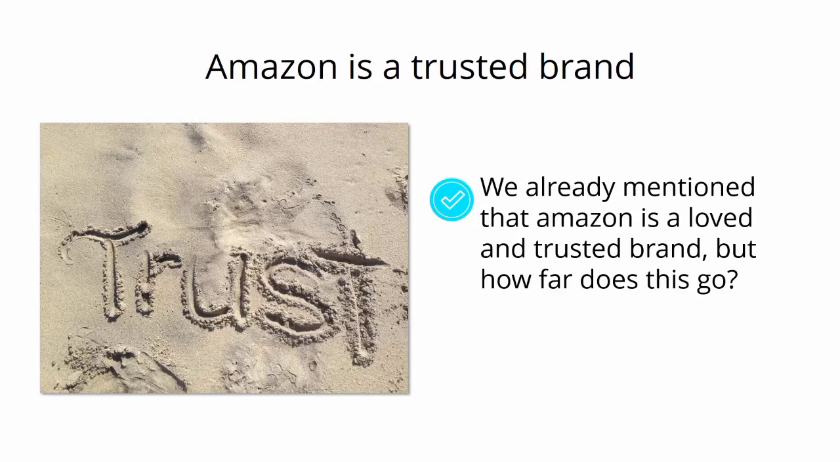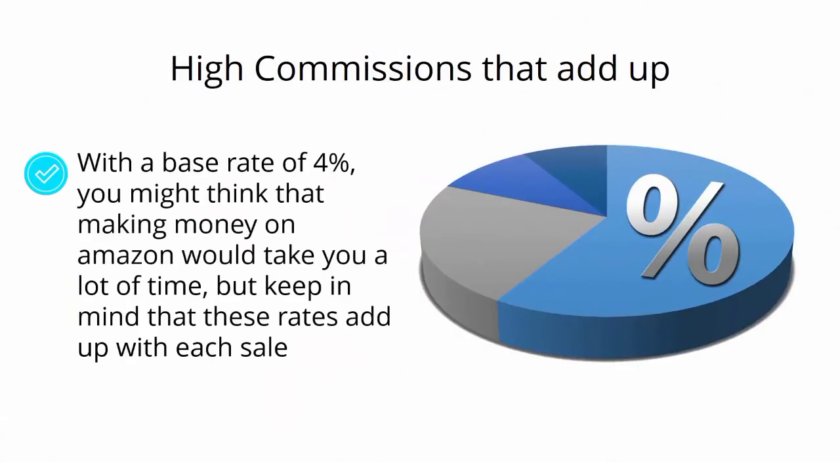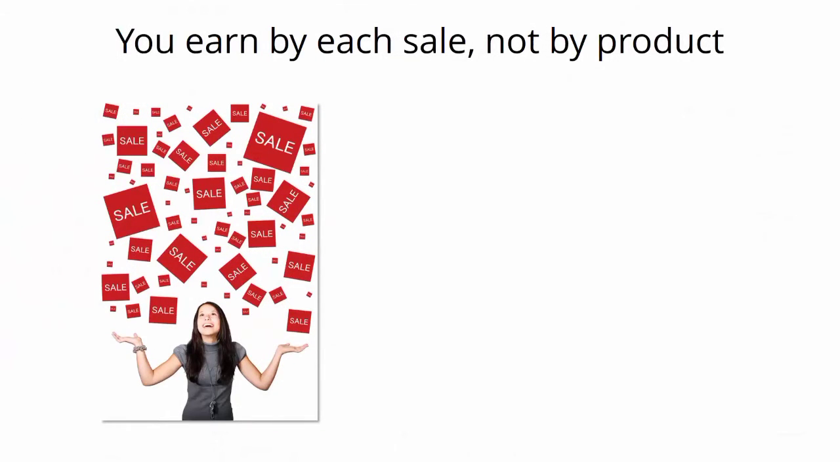Ask anyone where they last bought something online, and they will tell you that they did it on Amazon. High commissions that add up. With a base rate of 4%, you might think that making money on Amazon would take you a lot of time. But keep in mind that these rates add up with each sale, and the rates can go up to 10% depending on the product category.